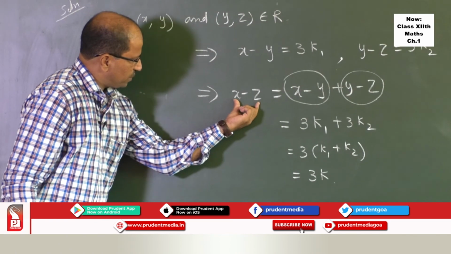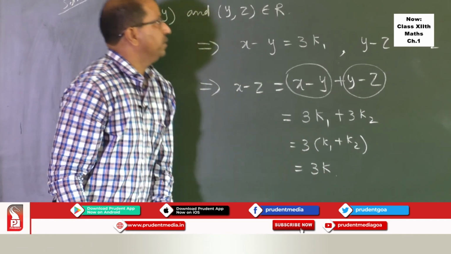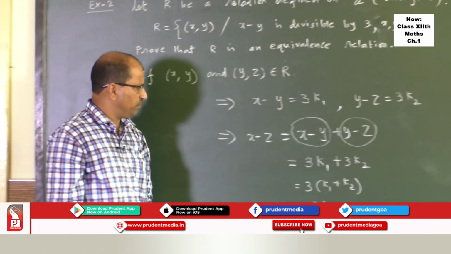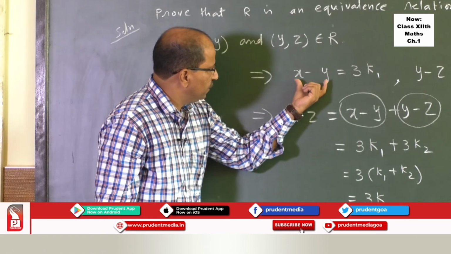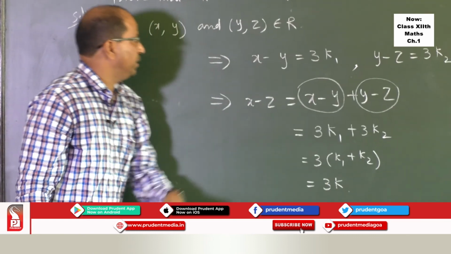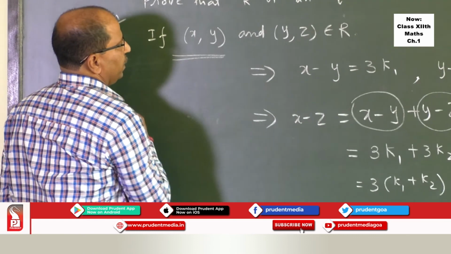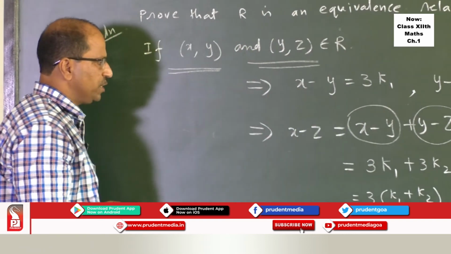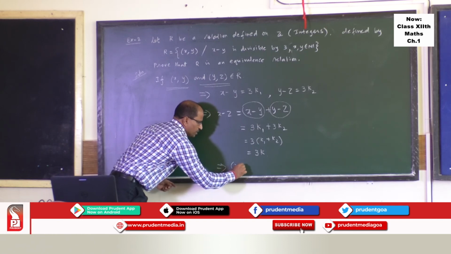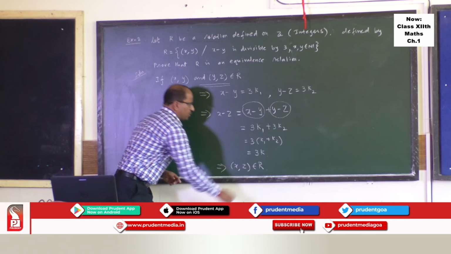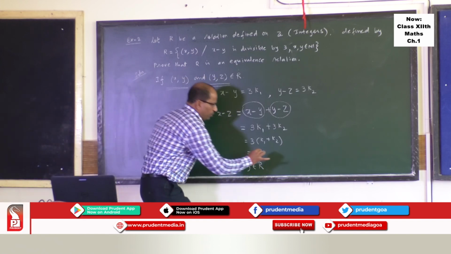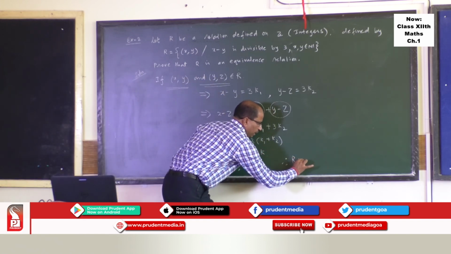So, x minus z is a multiple of 3, and a multiple of 3 is necessarily divisible by 3. Any number which is a multiple of 3 is divisible by 3. So, we started with x minus y and y minus z, and we ended with x minus z a multiple of 3. So, if x comma y and y comma z belong to the relation, this will imply x comma z belongs to the relation, because we have proved that x minus z is divisible by 3, and therefore R is transitive.